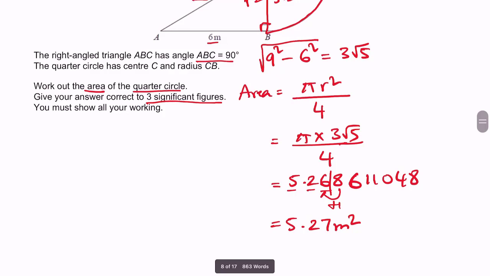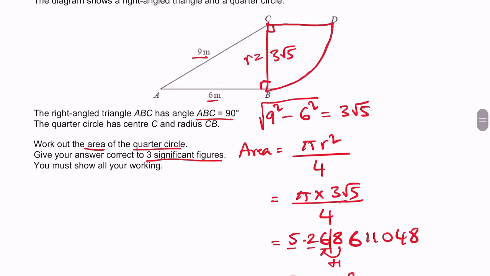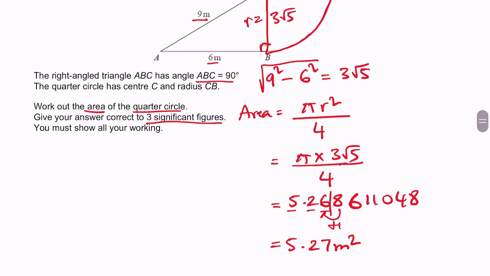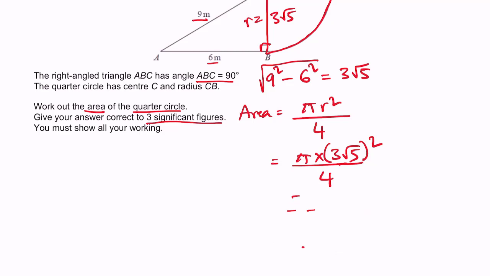So I've done 9 squared minus 6 squared, and then square root that, and we've got 3 root 5, that's absolutely fine. Okay, I know where I went wrong. That's a good lesson for you as well. I did not square the 3 root 5, the radius, so we had to square this here. So our answer will change now. Let's get rid of that. It's always good to go back and check your answer.